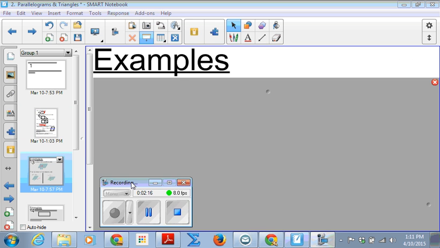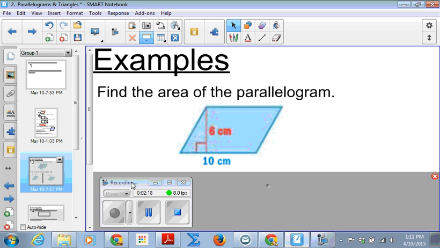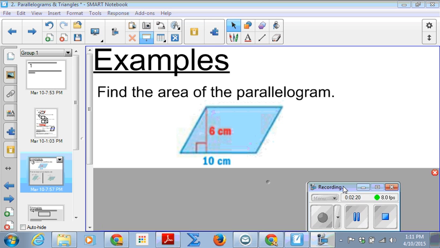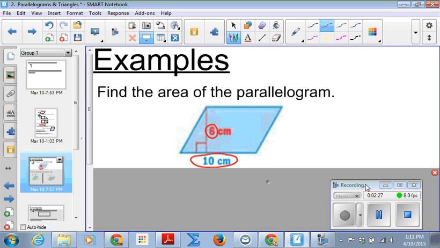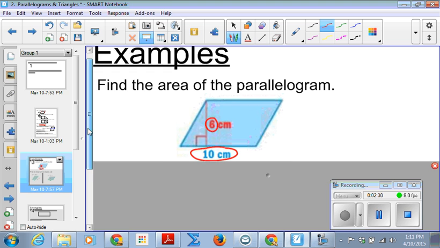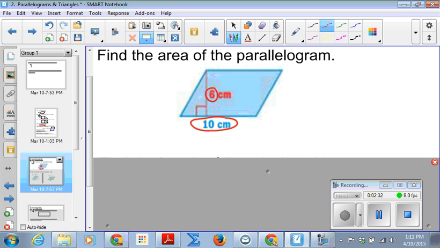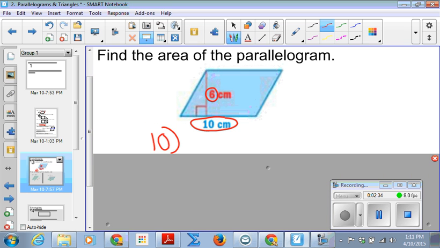So to find that area, a couple examples here. We have a base of 10 and a height of 6. We're going to find that area. We just do 10 times 6, base times height, for an area of 60 square centimeters. Two dimensions, height and base, hence the 2 for the exponent.